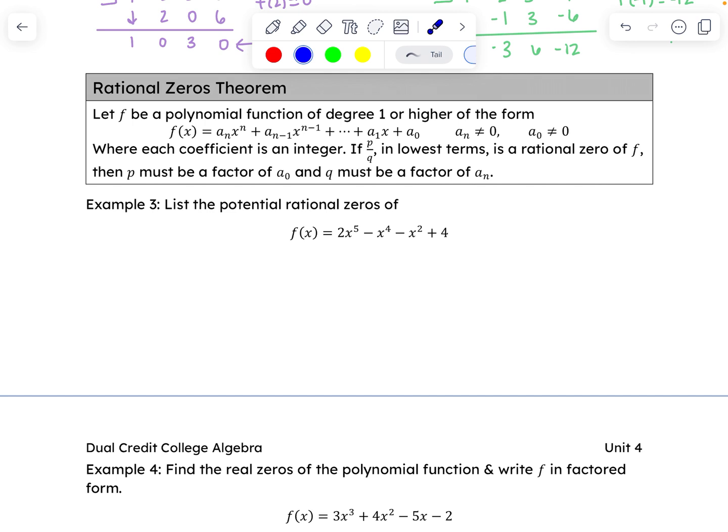This says let f be a polynomial function of degree 1 or higher. So it gives us an example of a polynomial function. It says a sub n of x to the n, and then a sub n minus 1 of x to the n minus 1. That's a really fancy way of just saying a polynomial function, where you've got your leading term over here, and over here you've got your constant, the one that doesn't have an x on it.